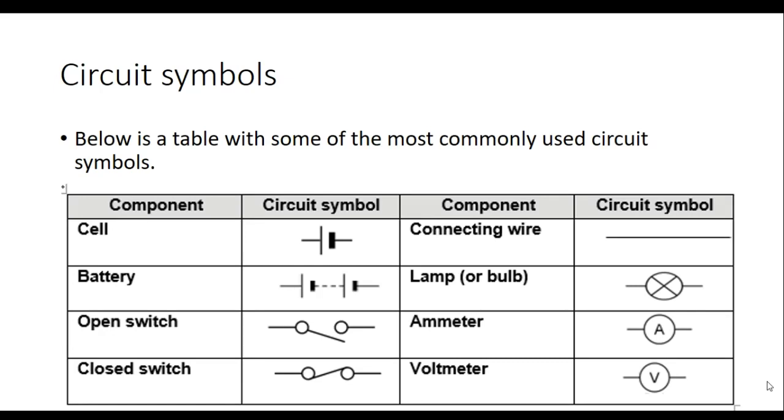Cells and batteries are very similar. They are both providing a power source for the circuit. So their symbol is a little bit different, but it is very similar. Lamps or bulbs, that name can be used interchangeably, so a lamp and a bulb are the same thing. And then ammeters and voltmeters we have briefly looked at already. Ammeters measure the current in amps or amperes, and voltmeters measure the voltage in volts.